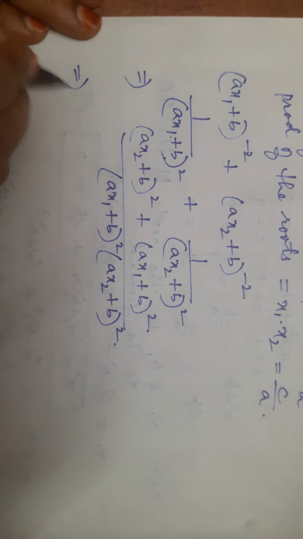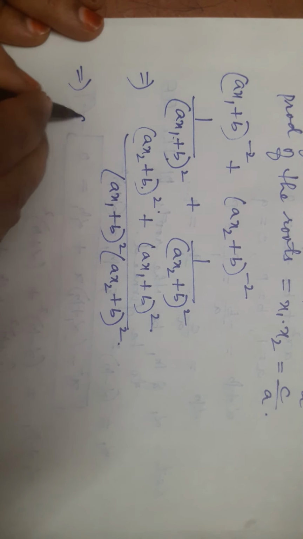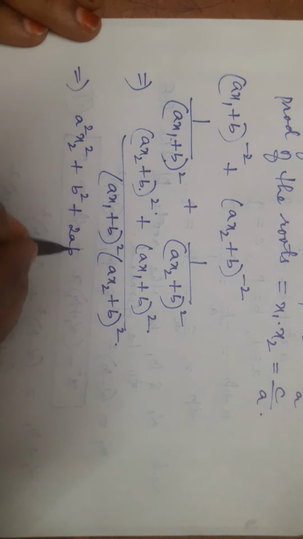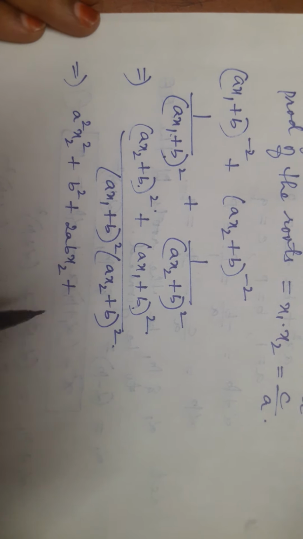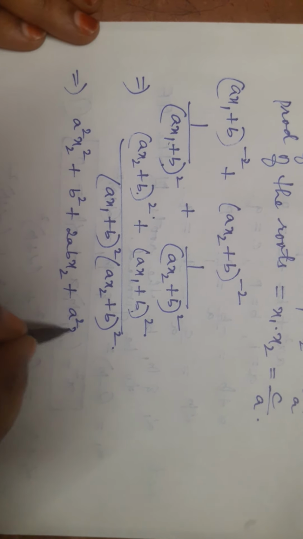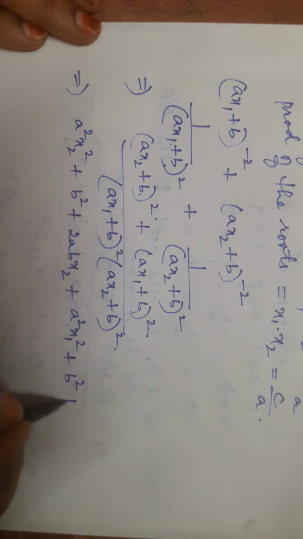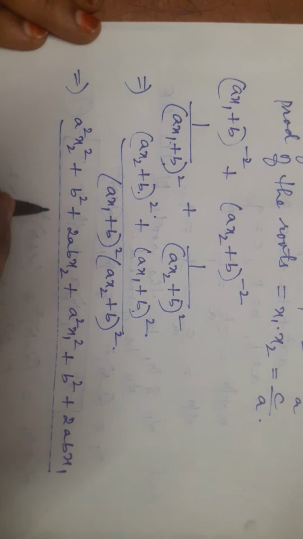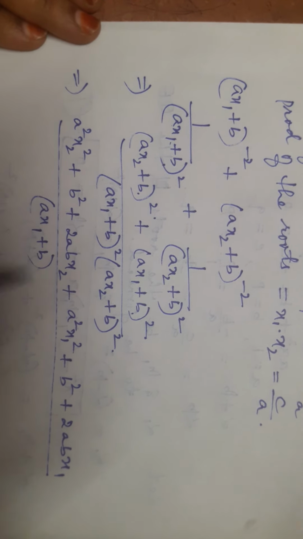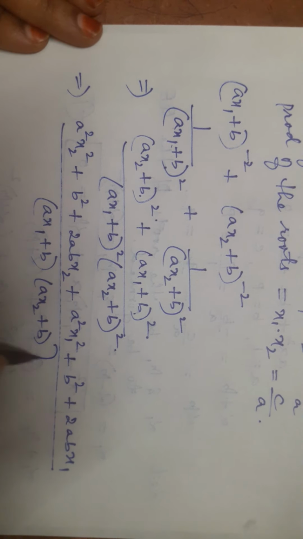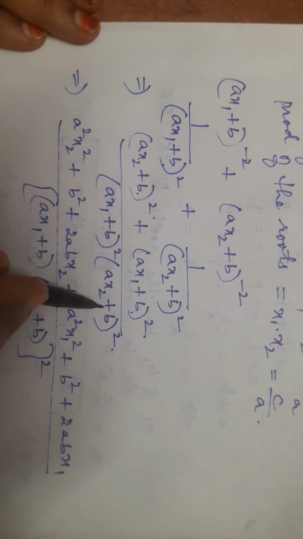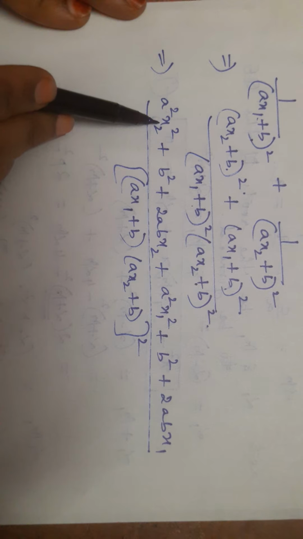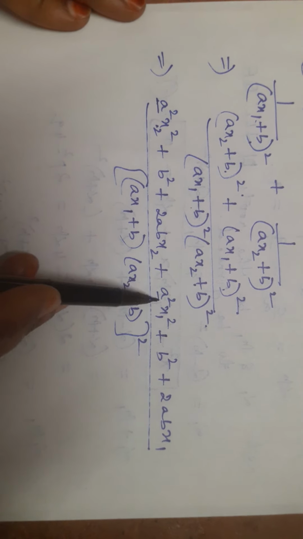Okay, expand this. This is in the form (a plus b) whole square. That means a square x2 square plus b square plus 2ab x2 plus, this is also in the form (a plus b) whole square, so a square x1 square plus b square plus 2ab x1. By this one I am writing as (ax1 plus b) into (ax2 plus b) whole square, because a square into b square can be written as (ab) whole square.